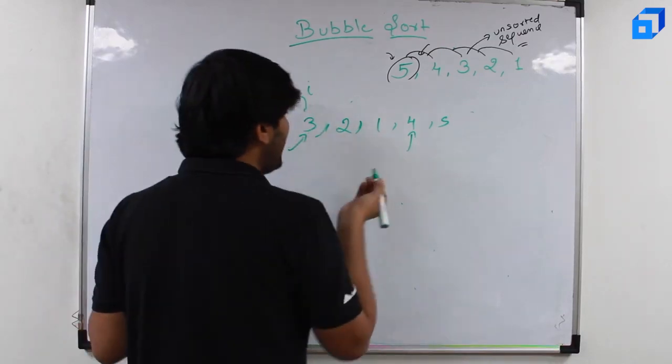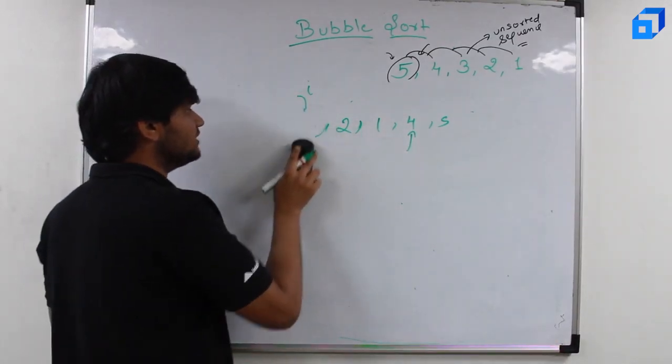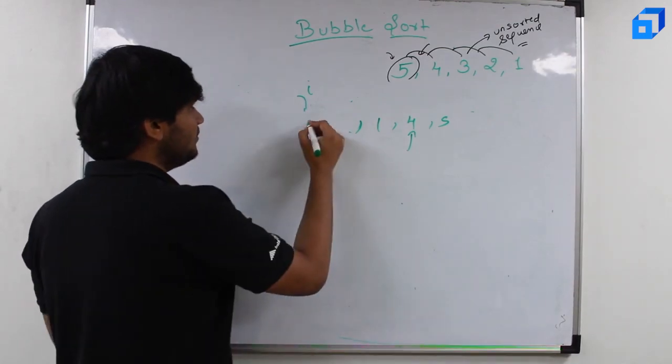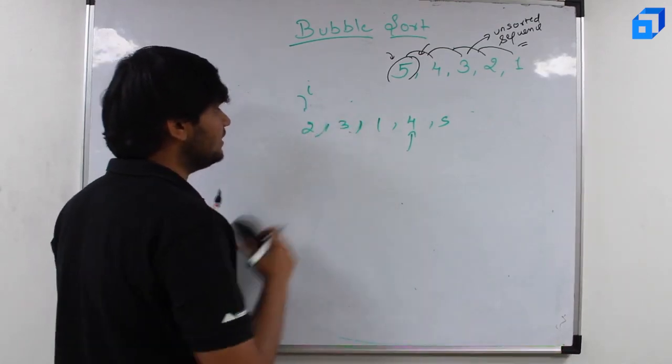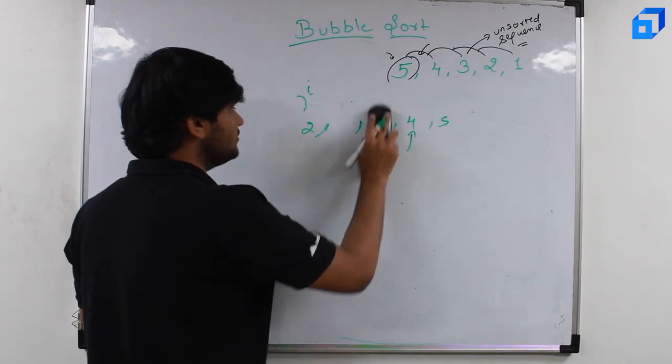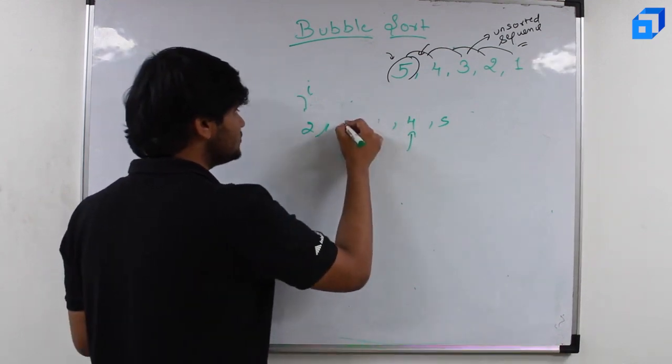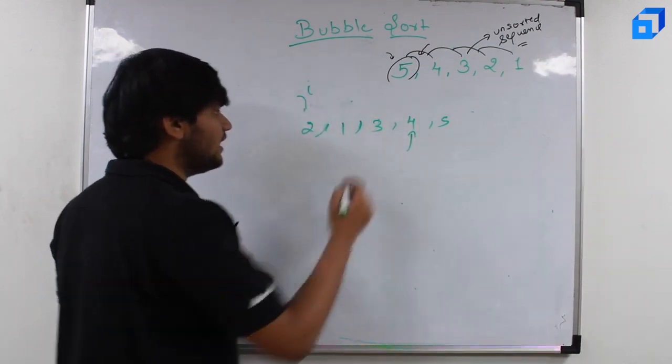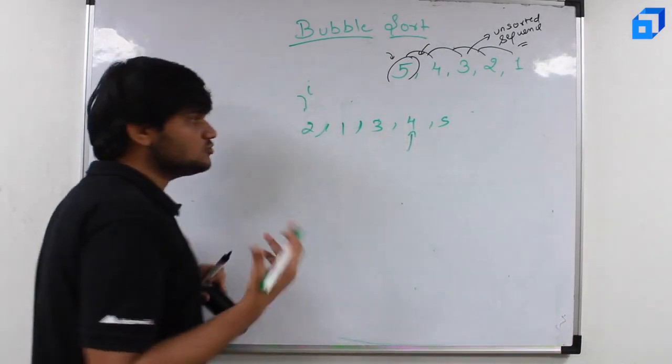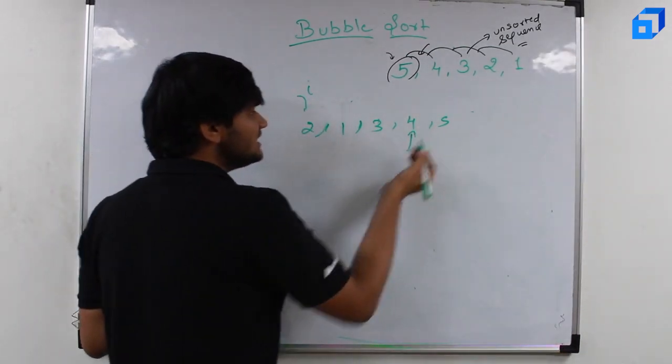We will compare i with the next corresponding element. So here you can see 3 and 2 will be compared. So 2 will come here and 3 will come here. Again 3 and 1 will be swapped. So here you can see 3 and 1 are going to be swapped. So 1 comes here and 3 comes here. And now if we just compare 3 and 4, no swapping will occur because 3 is lesser than 4.